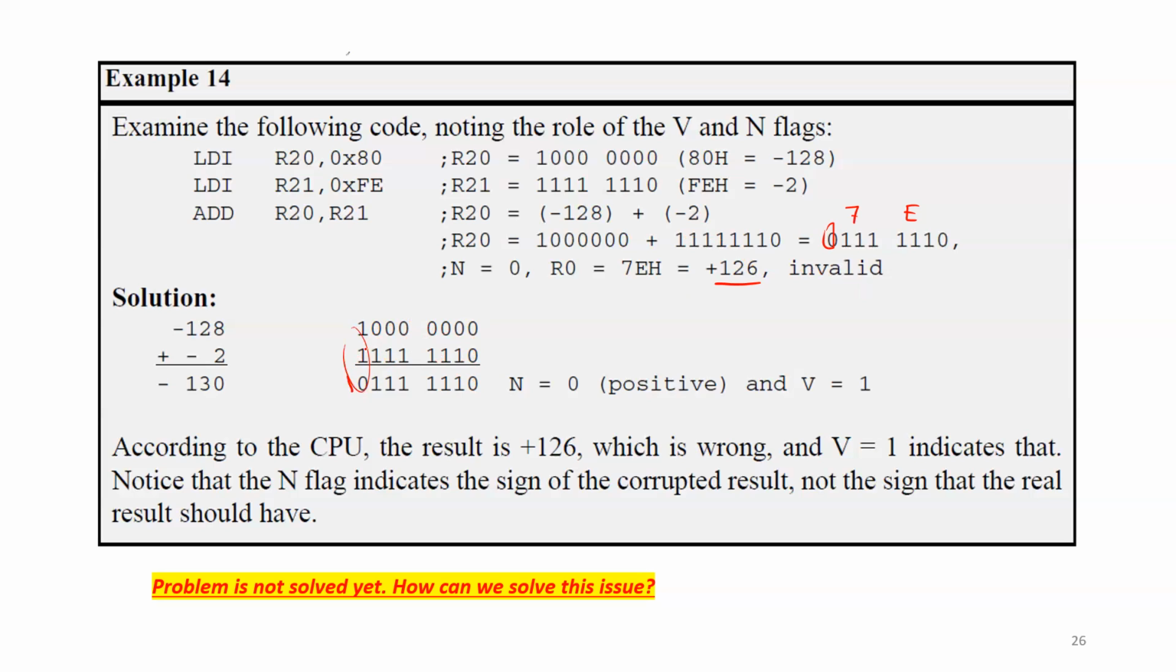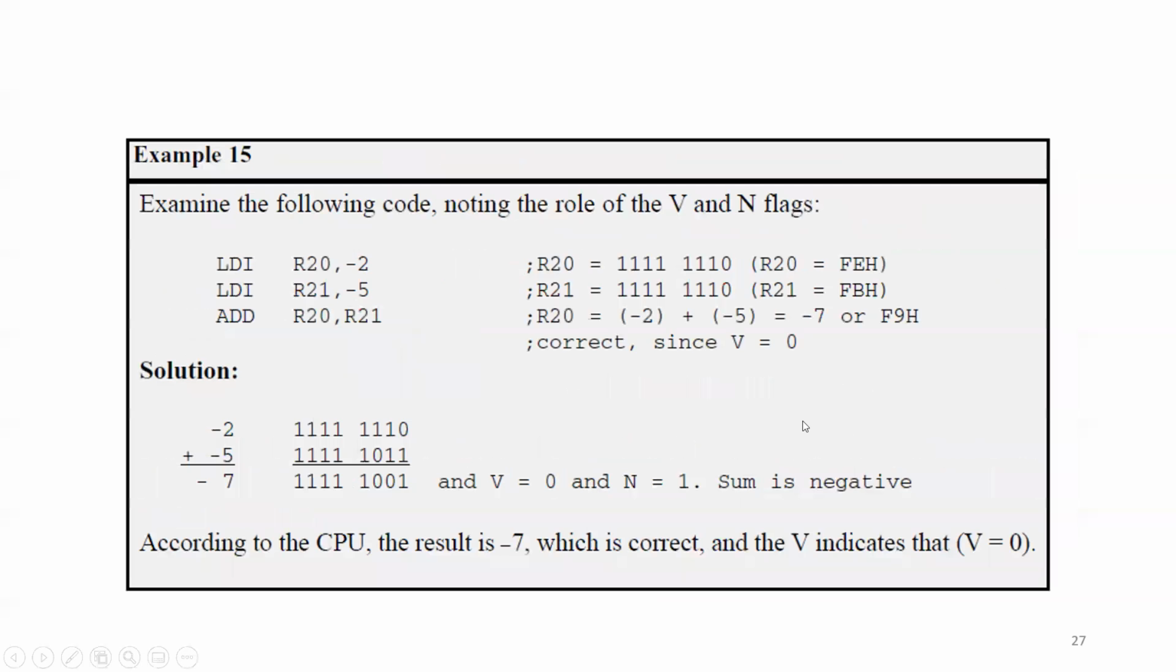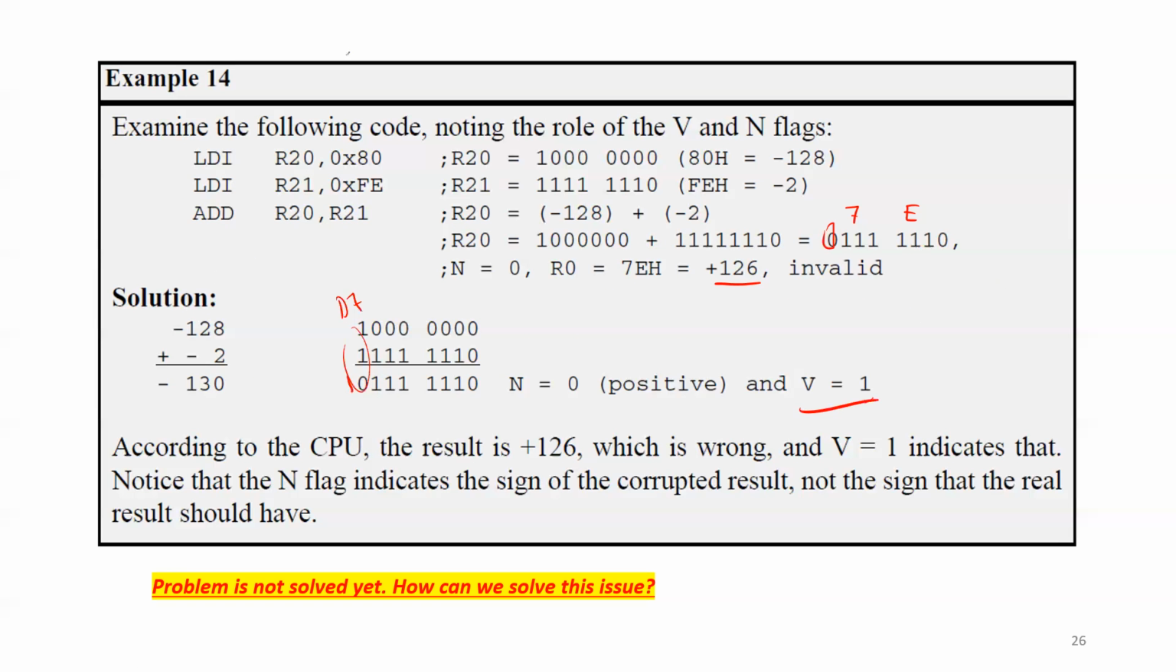So the overflow happened here because of D7. So V here should be 1. But we still have, guys, the error in our calculations. Our calculation is not right now. According to the CPU, the result is plus 126, which is wrong.